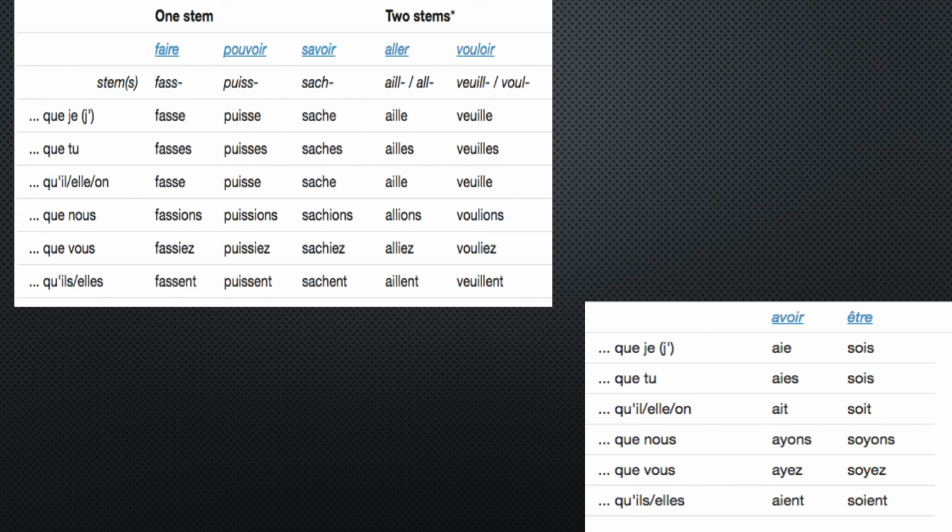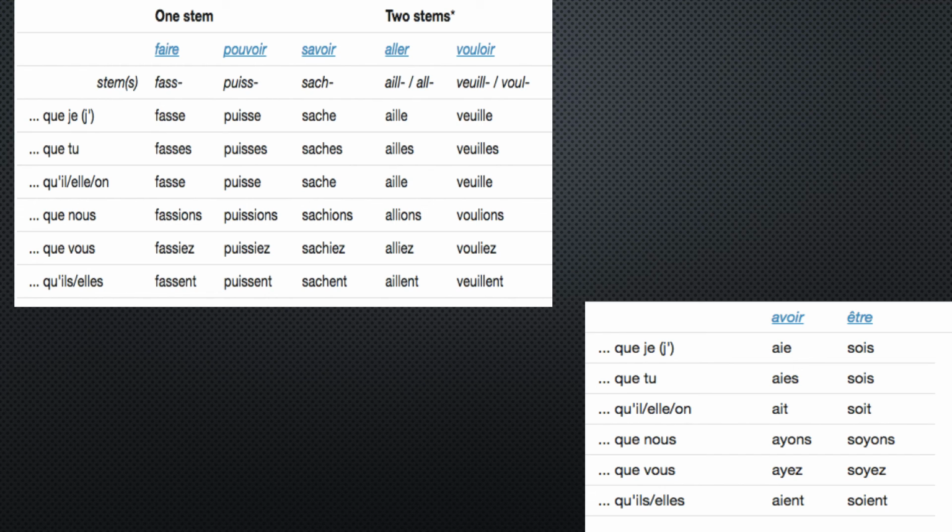There's a lot of other ways that you can memorize it. The ones for faire, pouvoir, and savoir, aller, vouloir, they're all irregular, but you will see them quite a bit. They're irregular, but they're common.